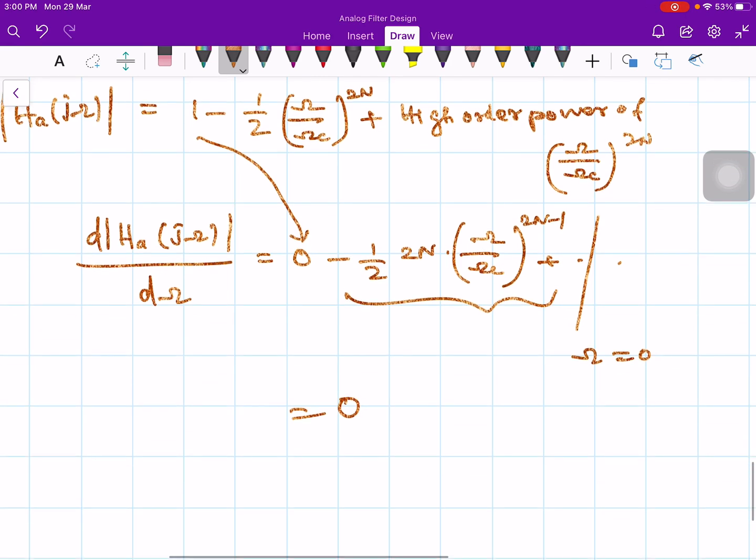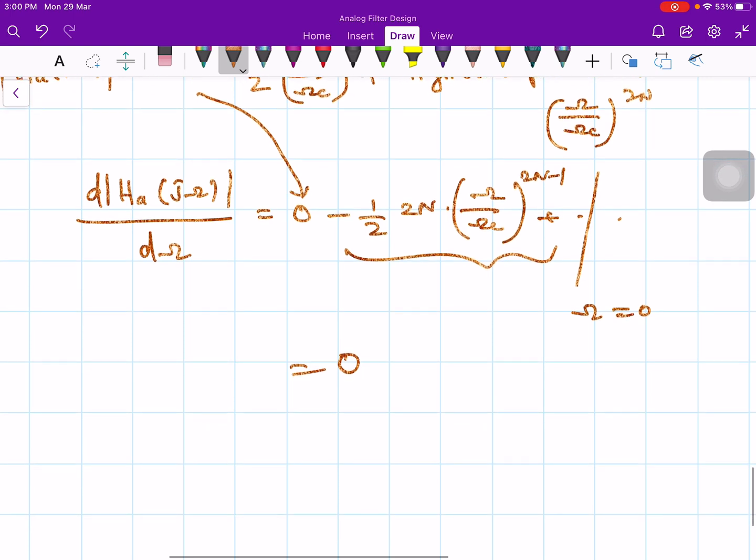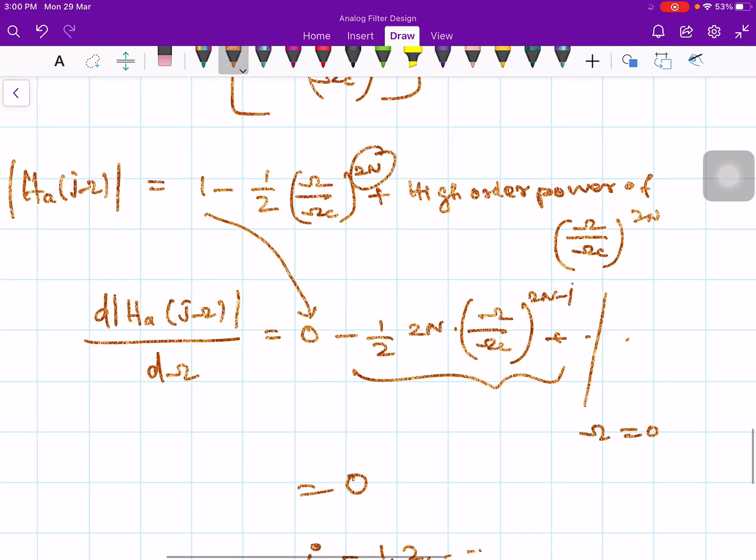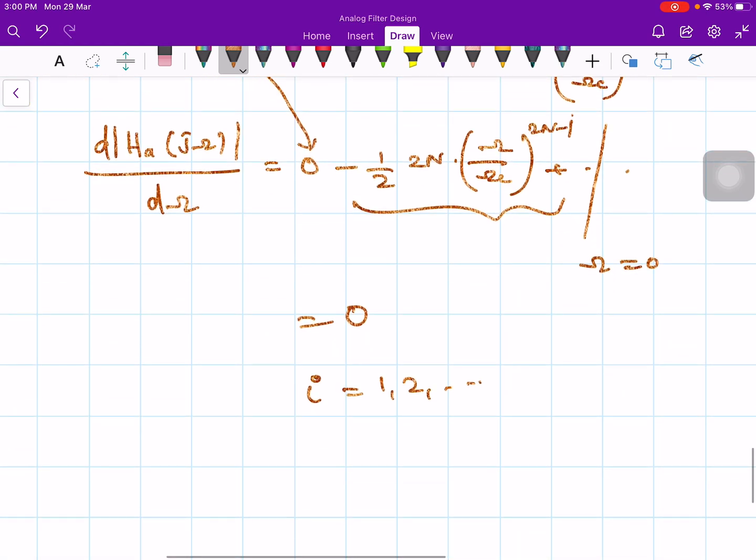So the next differential coefficient should also be equal to 0, and this will continue up to the ith differential coefficient, where i goes from 1 up to how many differentiations? Because the power is 2n, how many differentiations will vanish? 2n minus 1 differentiations will vanish. Therefore, 2n minus 1 differential coefficients will vanish.